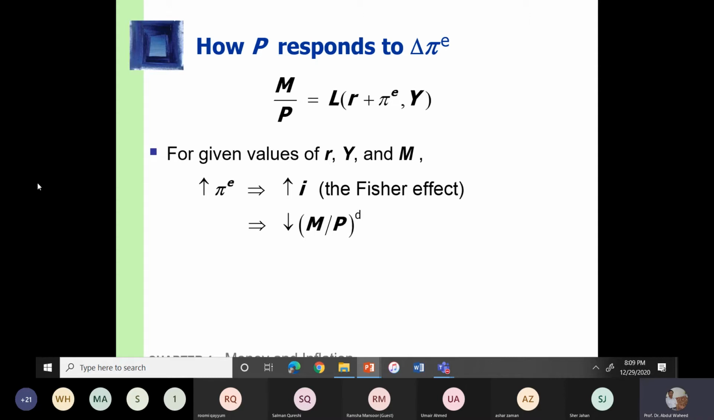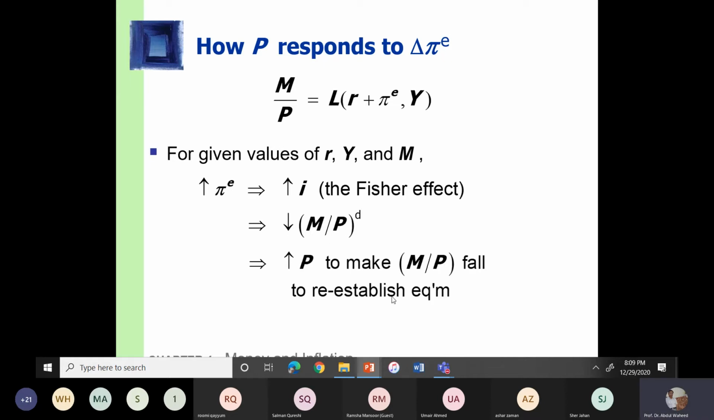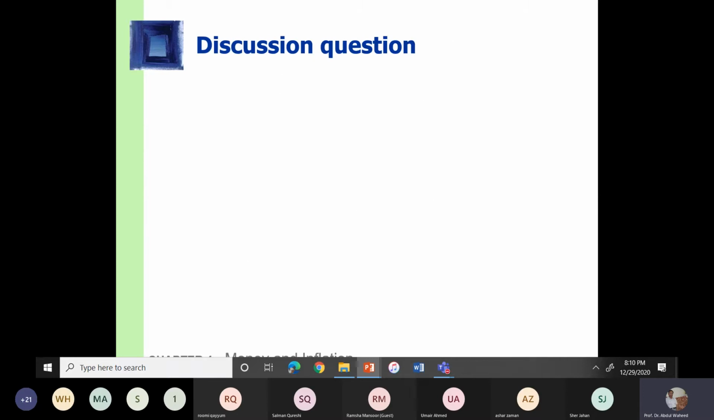If you remember, we discussed the Fisher effect in the last chapter. So when nominal interest rate is increasing, because there is a negative relationship between demand for money and nominal interest rate, money demand will decrease. And then price will adjust. So price will increase to make the real money supply fall to re-establish equilibrium in the money market. So this is how price will keep the money market in equilibrium whenever there is disequilibrium in the money market.